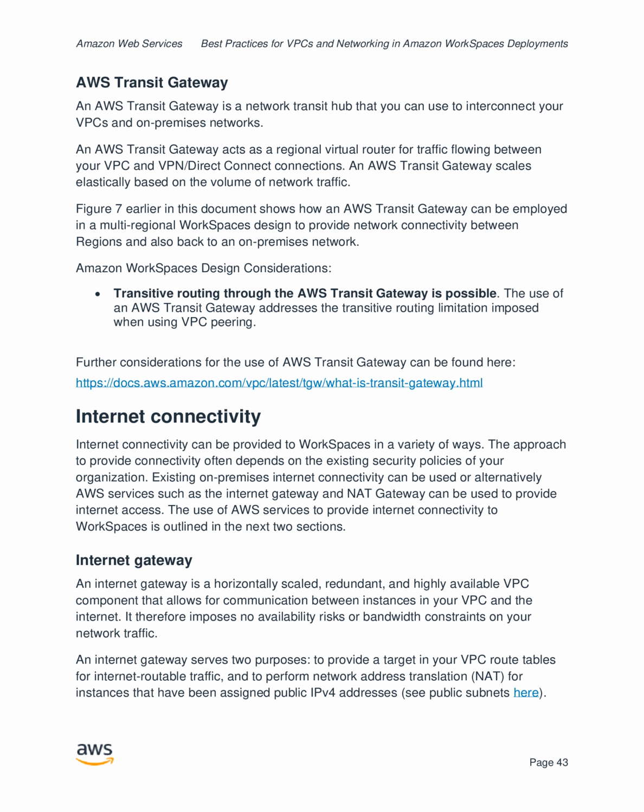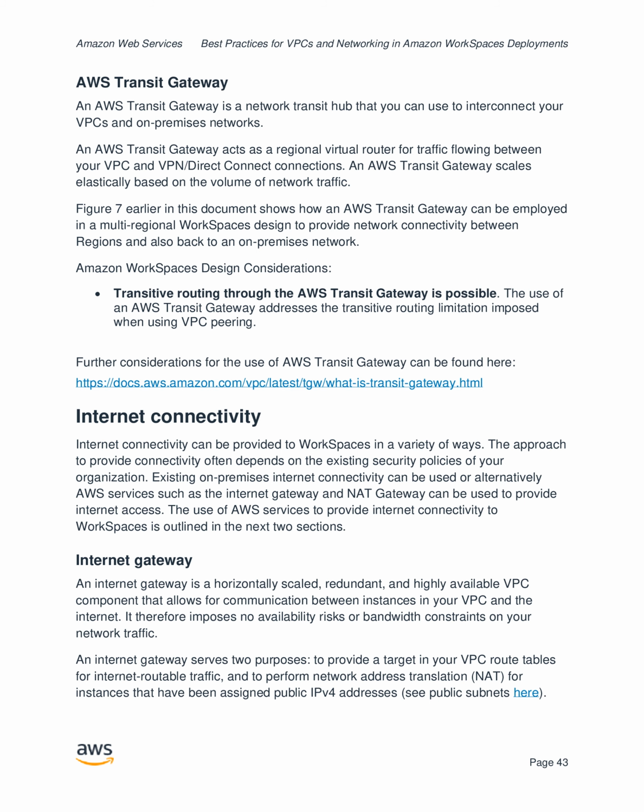AWS Transit Gateway. An AWS Transit Gateway is a network transit hub that you can use to interconnect your VPCs and on-premises networks. An AWS Transit Gateway acts as a regional virtual router for traffic flowing between your VPC and VPN/Direct Connect connections. An AWS Transit Gateway scales elastically based on the volume of network traffic. Figure 7 earlier in this document shows how an AWS Transit Gateway can be employed in a multi-regional WorkSpaces design to provide network connectivity between regions and also back to an on-premises network.